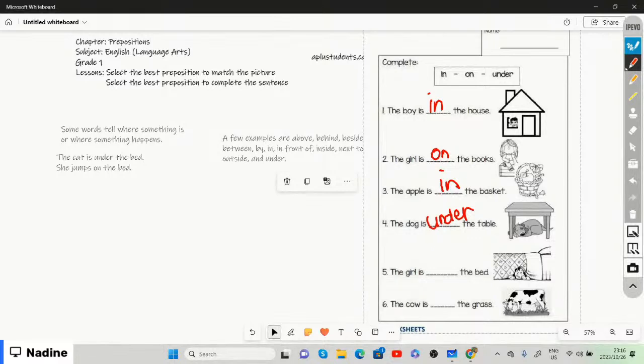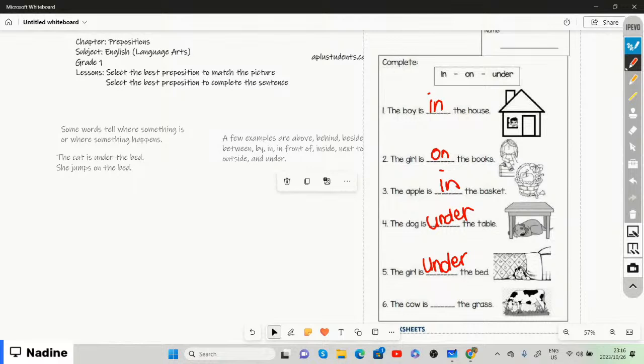So that girl looks frightened. So now we need to know, is she in bed, on bed, or under the bed? Yeah, so the girl is then under the bed. So she's under the bed trying to hide from something.